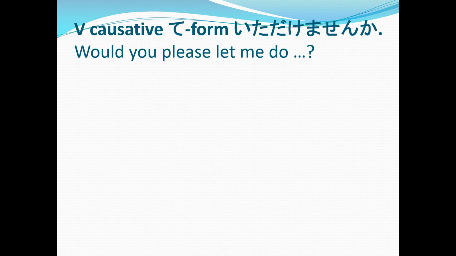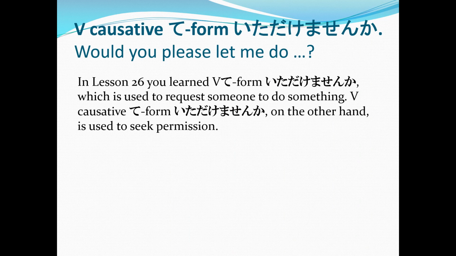Now let's talk about verb causative te form itadakemasen ka, or would you please let me do the verb? So in lesson 26, you learned that verb te form itadakemasen ka is used to request someone to do something. Verb in its causative te form itadakemasen ka, on the other hand, is used to seek permission. Again, verb te form itadakemasen ka is to request someone to do something, but with the verb causative te form itadakemasen ka, you are seeking permission.